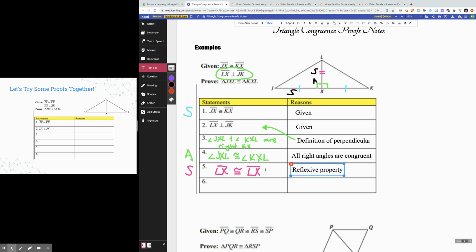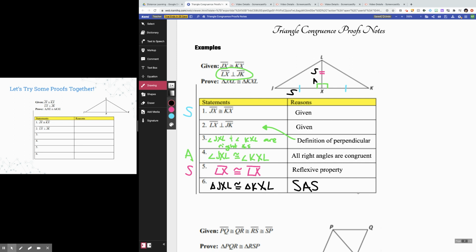That one is used pretty often. Okay, all right, so now I have all the information I need, right? Now I can say triangle JXL is congruent to triangle KXL. Okay, and my reason is my triangle congruence criteria, which is this, SAS.